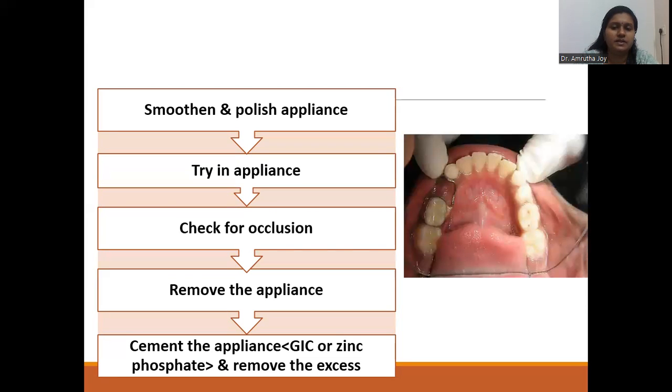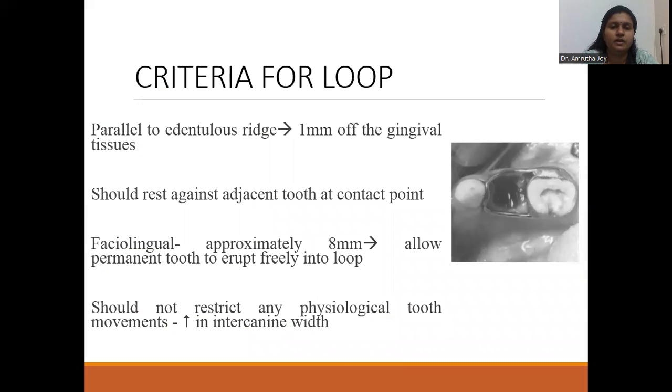Then dry the appliance and check for occlusion, any occlusal disturbance, and remove the appliance and cement it using GIC or zinc phosphate cement. The loop of the band and loop space maintainer should be parallel to the edentulous ridge and 1 mm away from the soft tissue or gingival tissue, and should rest against the adjacent tooth at the contact point.